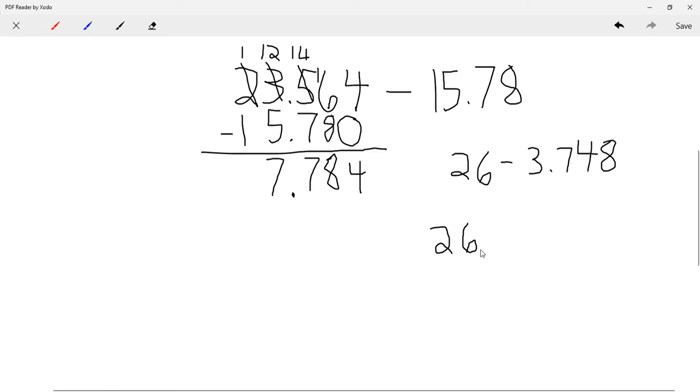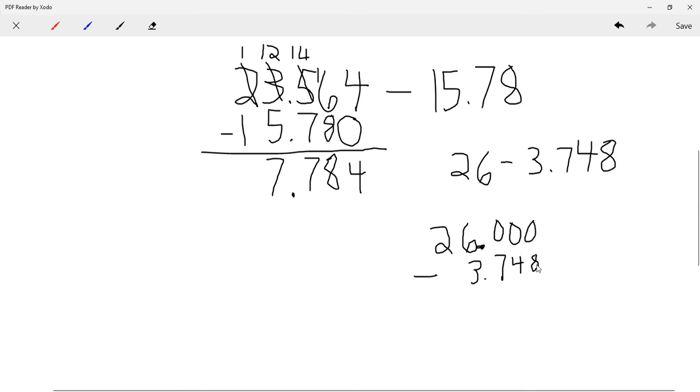So on a whole number, the decimal always comes after the ones column. So it just comes to the right of the whole number. It's an invisible decimal. You don't have to write it, but that's where it is. And then I'm going to line this up. 3, 7, 4, 8. Right? We're always lining up by the decimals. And as I said before, I like to just add these zeros here. Okay? And now we subtract.